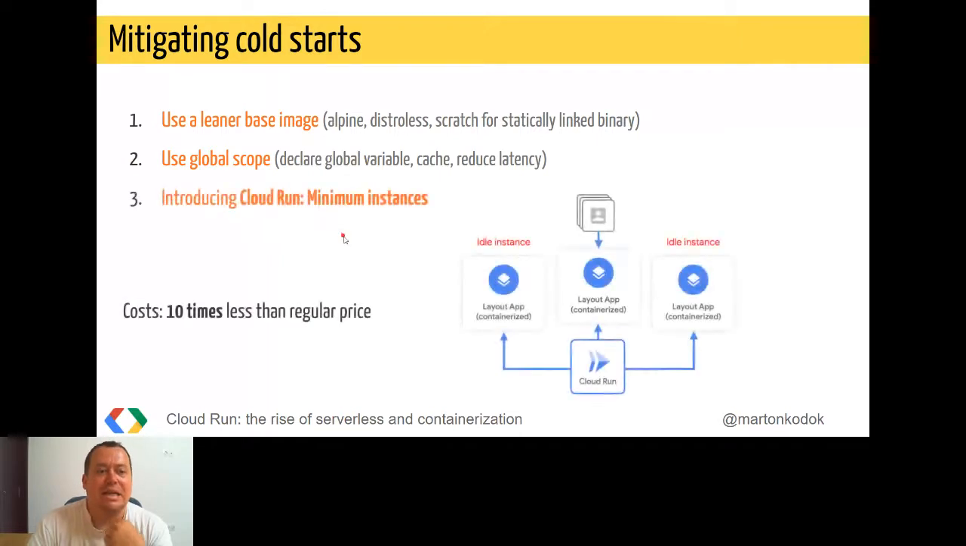But we are introducing minimum instances. Cloud Run minimum instances let you define the number of instances that are there waiting for traffic. So essentially, this is an awesome feature and the cost model is very, very good. When it's in this idle phase, these minimum instances cost 10 times less than the regular price. So it's worth keeping one or two minimum instances ready for the traffic. Minimum instances mean that whenever your application starts to get traffic, it's already there. It doesn't have the cold start and it starts serving the traffic as it happens.